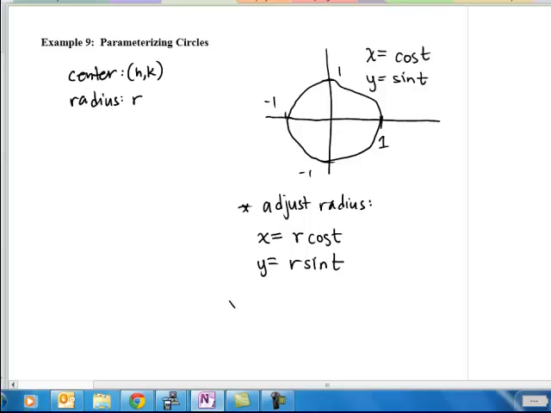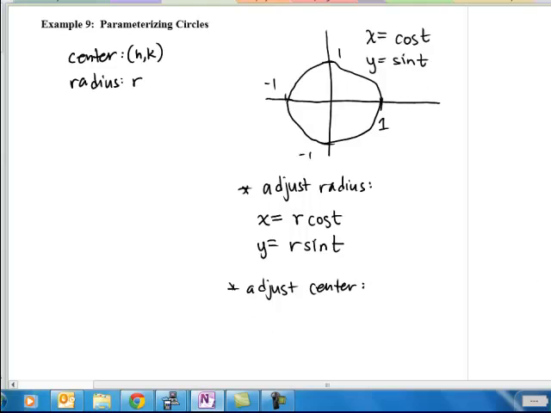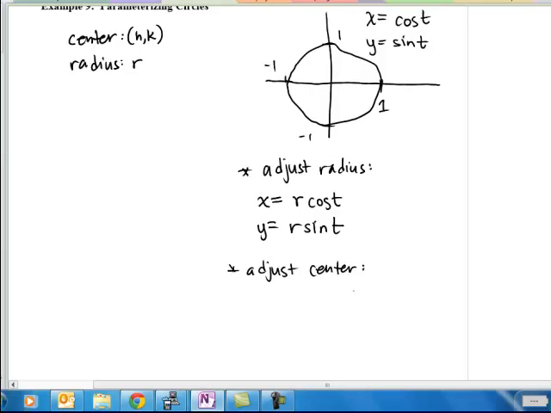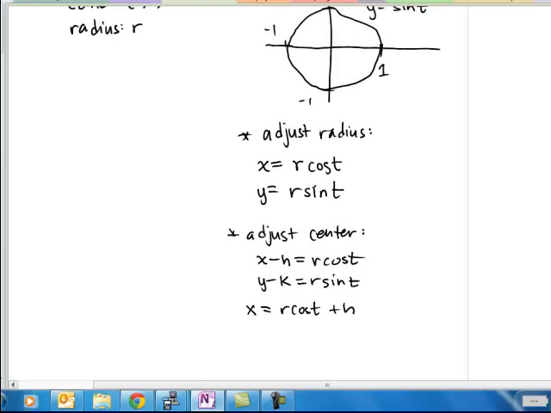And if we want to adjust the center, normally we would replace x with x minus h and y with y minus k. So we would have x minus h equals r cos t and y minus k equals r sine t. But we don't want the minus h and the minus k where they are. Instead, we want just x equals r cos t plus h, whatever the x coordinate is, and y equals r sine t plus k, whatever the y coordinate is.